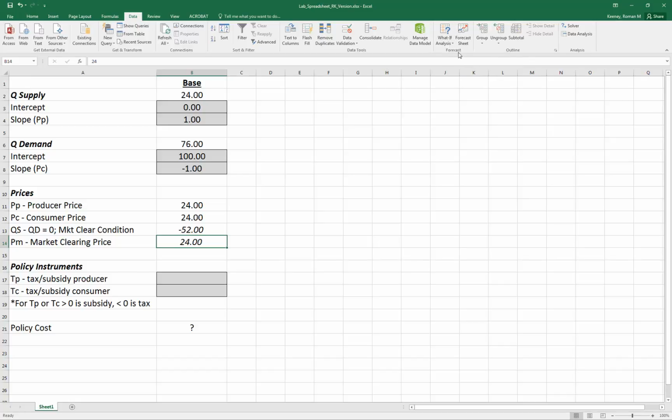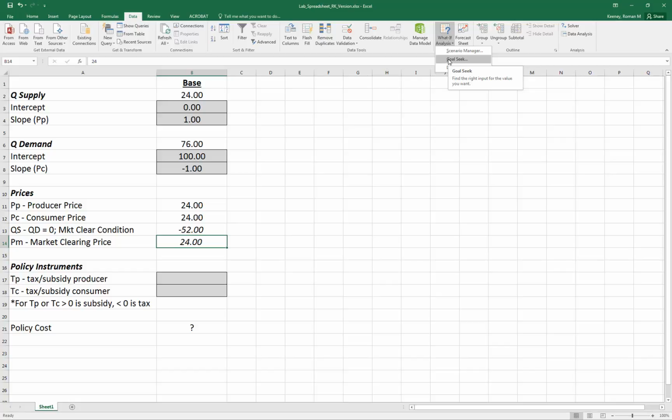It's actually in this forecast section. So you can see the data tools, sort and filter, data tools, forecast, outline, and then from last week we added solver. That's under the analysis tab, but we're going to use this what if analysis. And once you click on the block for what if analysis, you'll see goal seek. Many of you will have used goal seek before, but if you haven't, I'm going to take you through the steps.